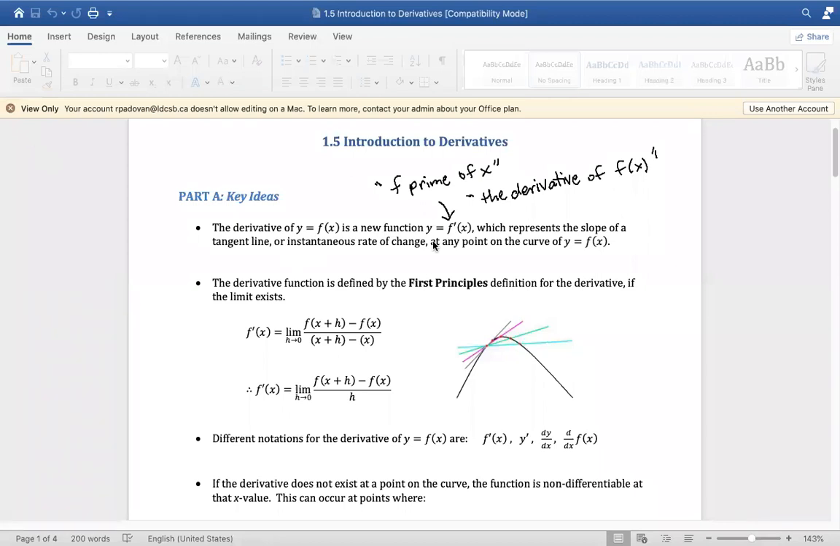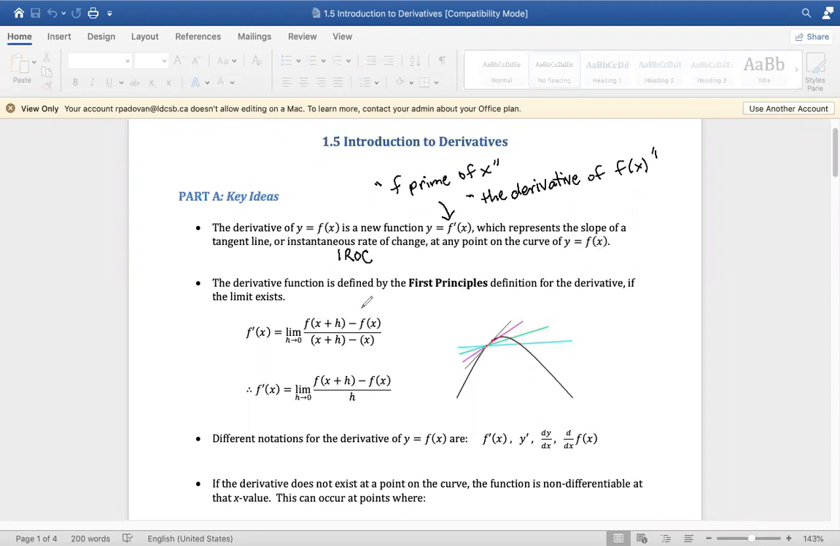All right. So the derivative of f of x, the new function, f prime of x, is going to represent the slope of a tangent line, or the instantaneous rate of change, which we've looked at before, we know is at one point in time. So if it's at one point in time, we're using the tangent line because the tangent line only crosses a graph at one point. At any point on the graph, y equals f of x.